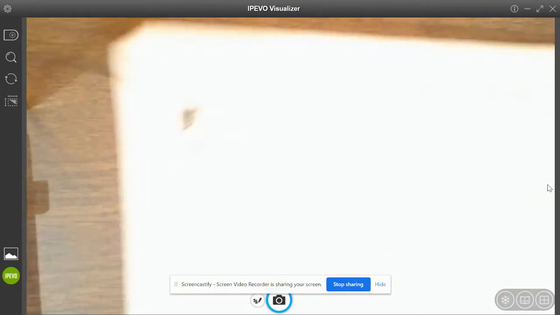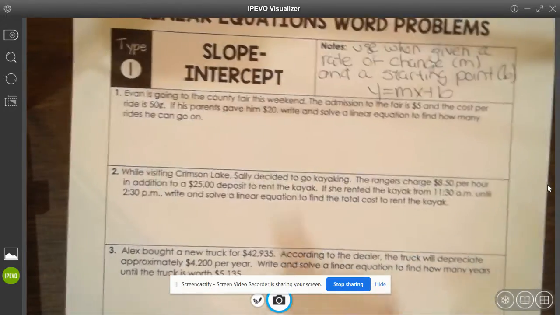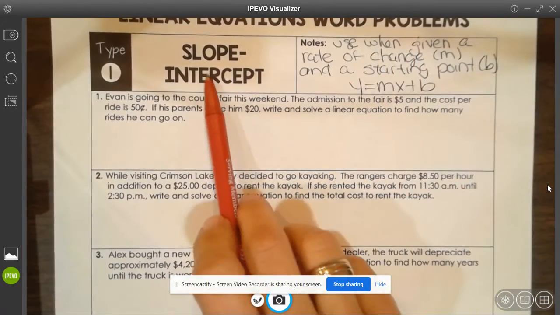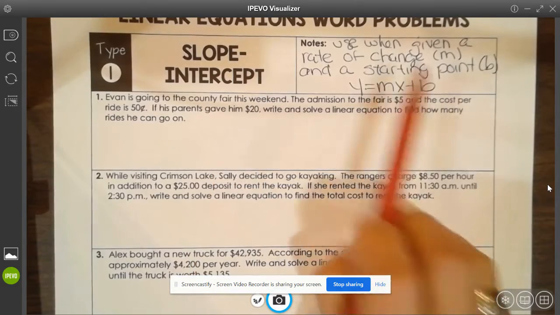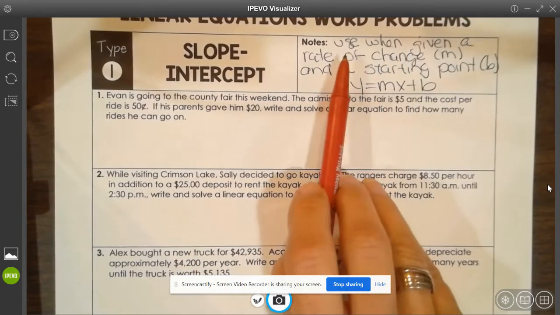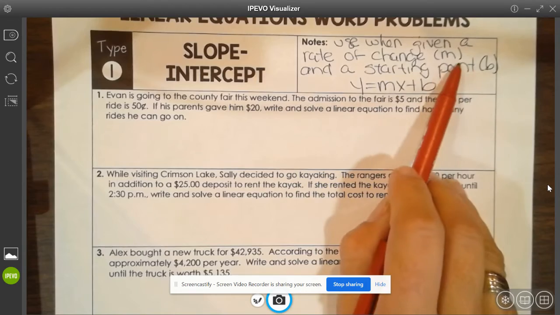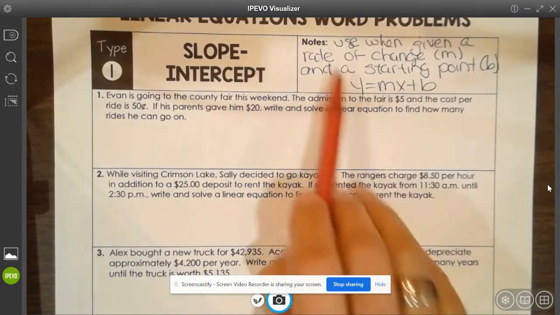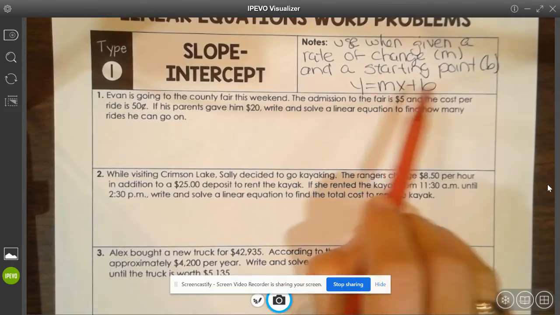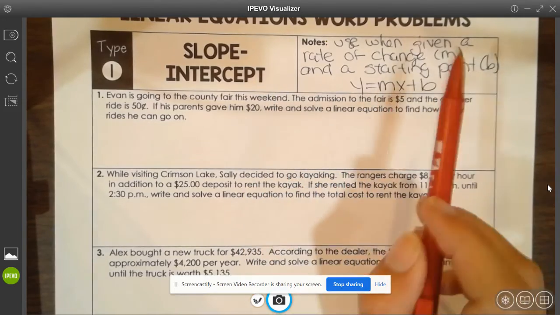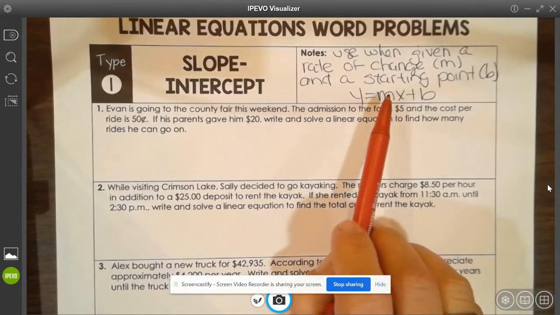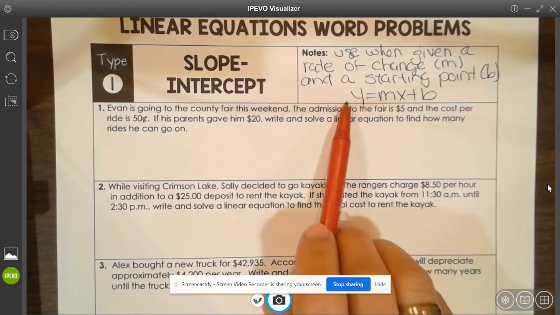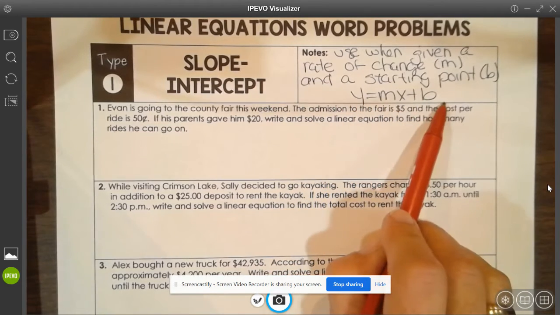Let's do some with actually finding the numbers here. It says the slope-intercept form, y equals mx plus b, is used when given a rate of change m and starting point b. So that's when you use this equation. There are multiple forms. It's the same linear equations, but written differently. But we're going to be using y equals mx plus b here.